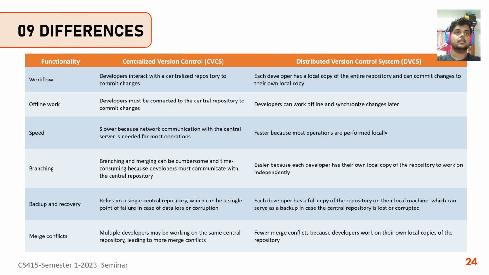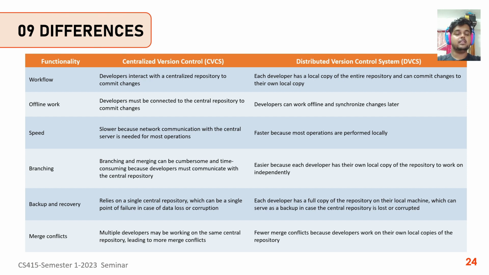Here we will be looking at the differences in functionality between centralized and distributed version control systems. In terms of workflow, for centralized version control systems, developers interact with the centralized repository to commit changes. In a distributed version control system, each developer has a local copy of the entire repository and can commit changes to their own local copy. Offline work: developers must be connected to the central repository to commit changes for centralized, whereas for distributed, developers can work offline and synchronize changes later.